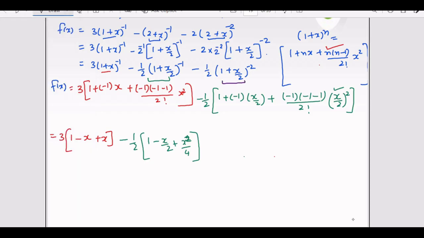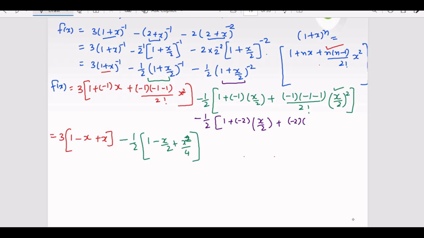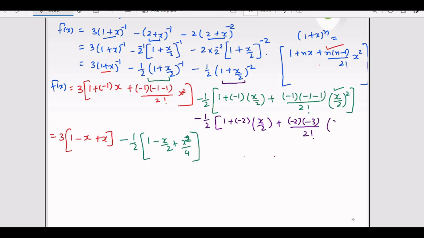This term, right? So this is going to go here, minus 1 over 2, then again it is 1 plus nx, 1 plus, now n is negative 2 and x is x over 2, then plus n(n minus 1), it's going to become minus 3 over 2 factorial, and then we will have x squared, meaning x plus minus x over 2 squared again.